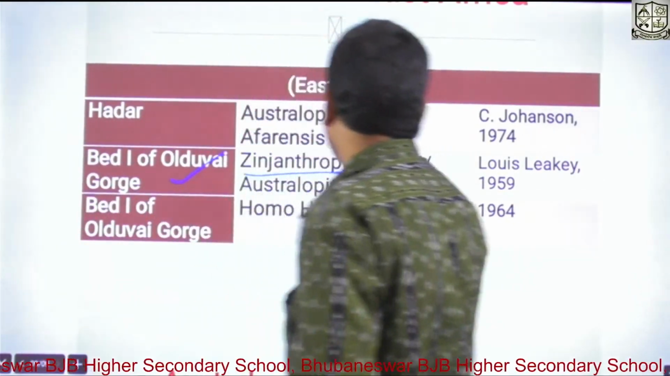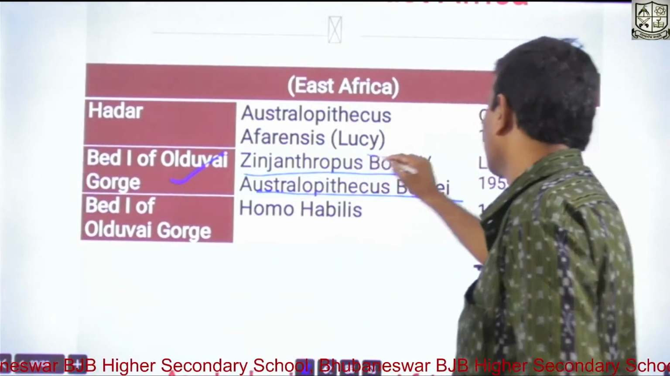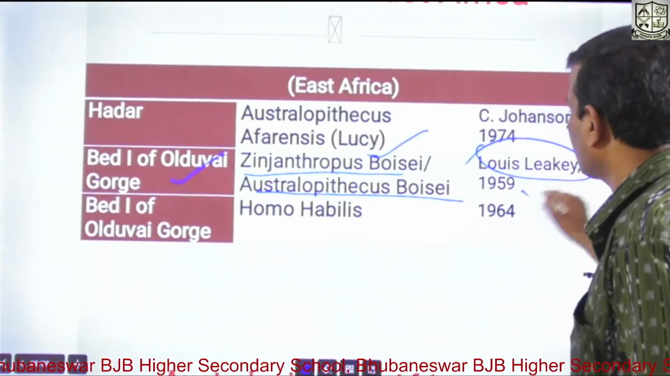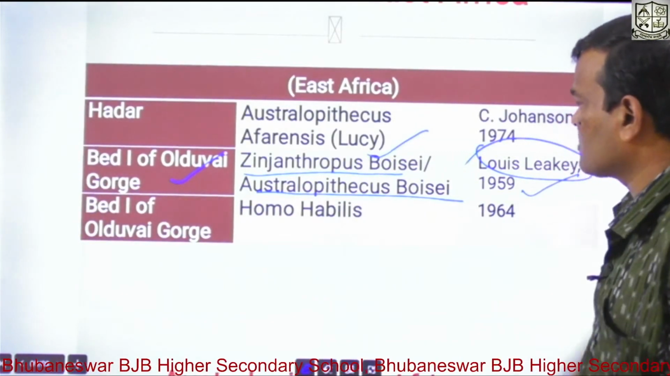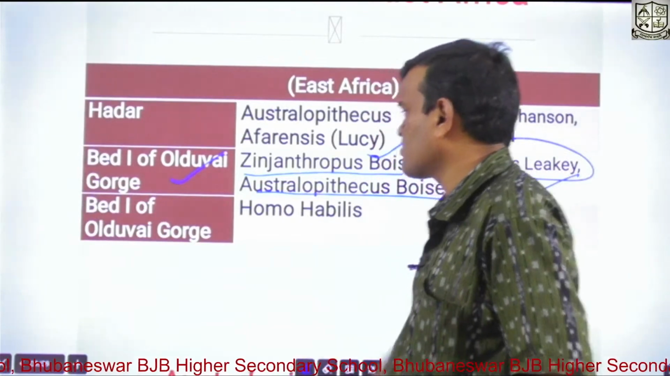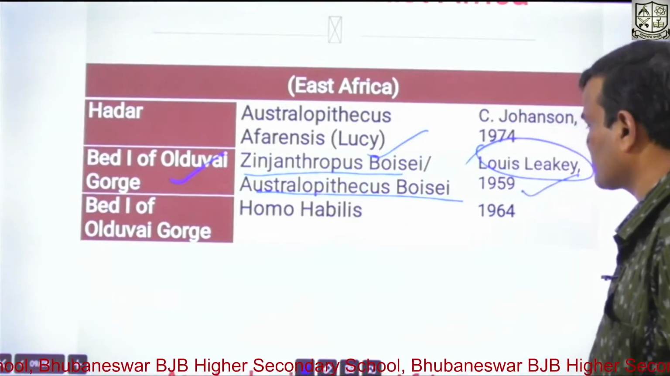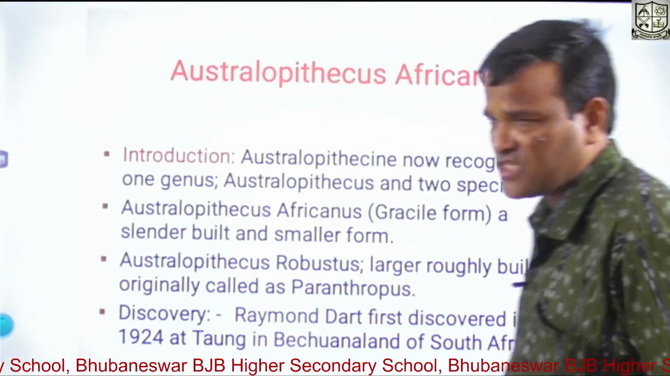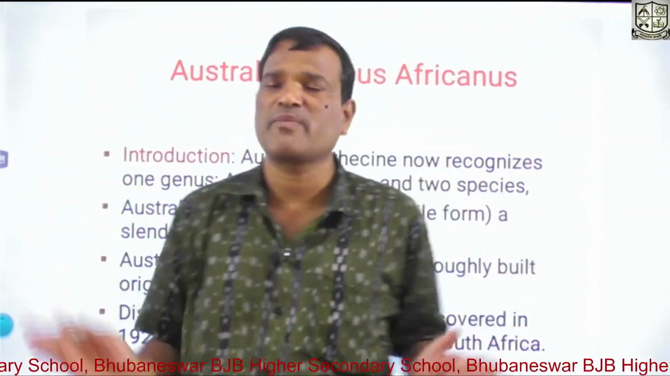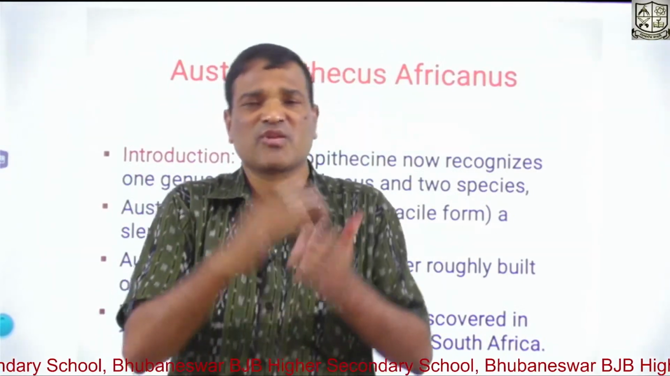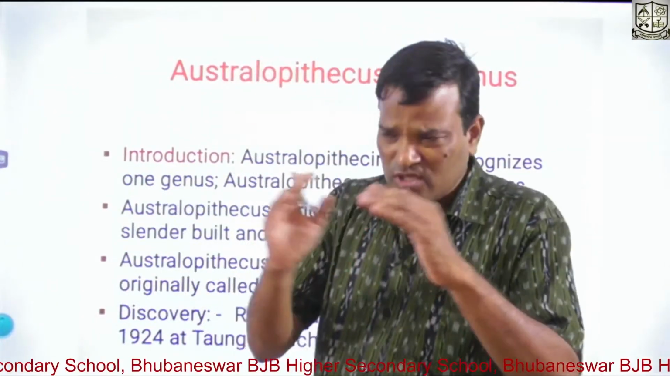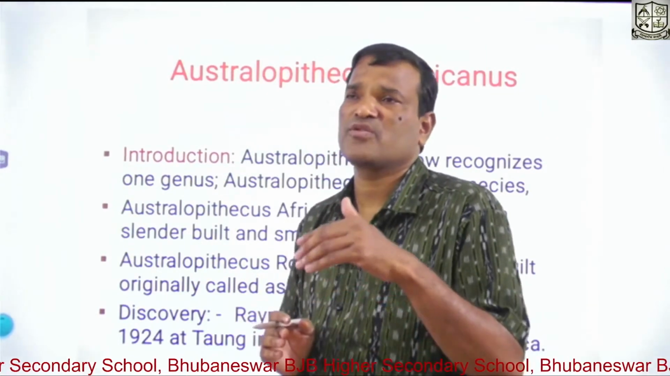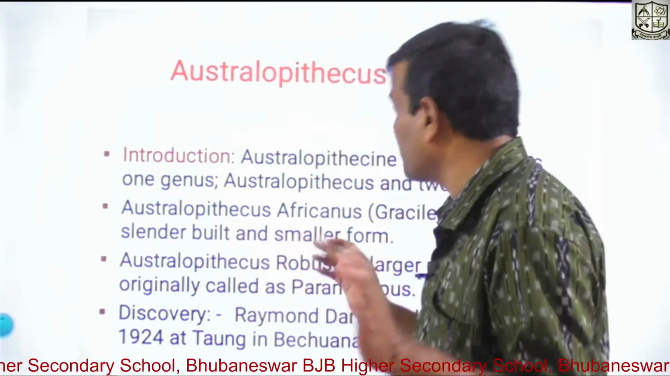Australopithecus boisei, also called Zinjanthropus boisei, was discovered by L.S.B. Leakey in 1959. Some Homo habilis fossils were also discovered from bed one of Olduvai Gorge, from 1964. Let us discuss the varieties. Broadly there are two types: the gracile type and the robustus type. Under the Australopithecine group, important fossils were discovered from different sites.